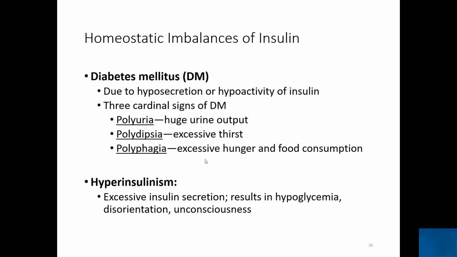Another condition is called hyperinsulinism. It can happen in case of a tumor, for example. Excessive insulin secretion results in hypoglycemia, a low level of glucose in the blood, disorientation, and can even cause unconsciousness.